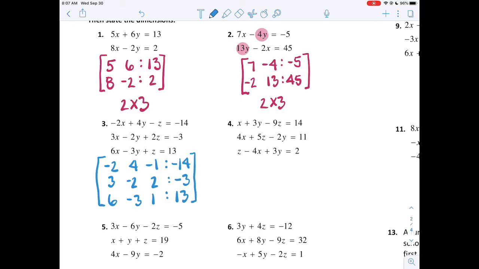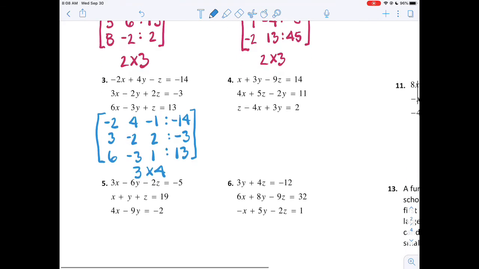Bracket that off, and we need to talk about rows and columns. This time I have 1, 2, 3 rows, and my columns have increased too. I have 1, 2, 3, 4. So this is going to be a 3 by 4 matrix.